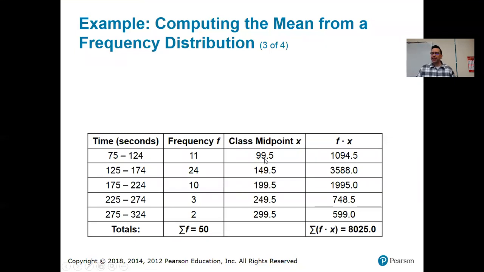11 times 99.5 is 1094.5. 24 times 149.5 is 3,588. 10 times 199.5 is 1,995. You add those together, you get 8,025. So the next thing I'm going to do is divide that 8,025 by 50.